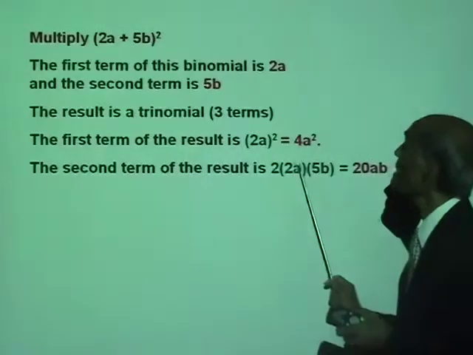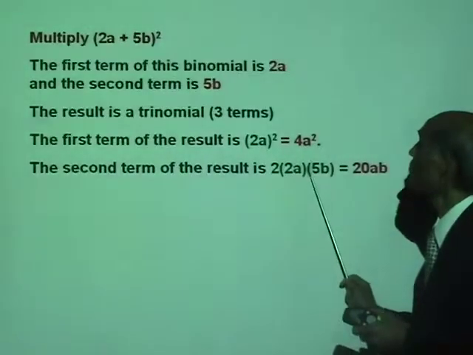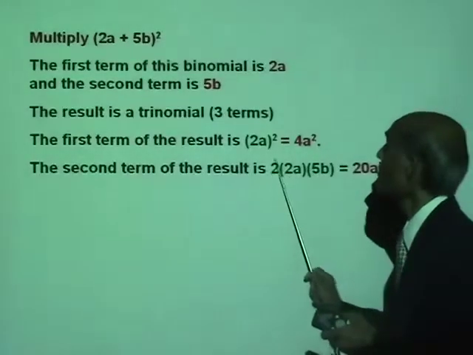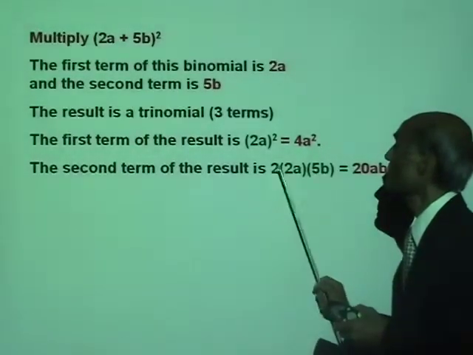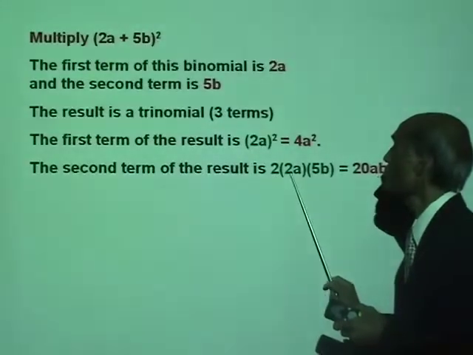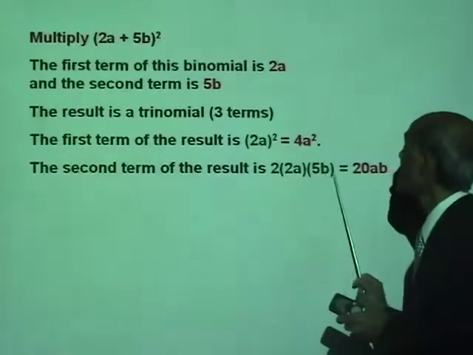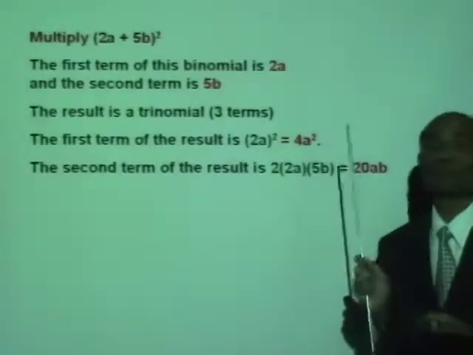The second term is 2a multiplied by 5b, and the result is multiplied by 2. Now that is 2 times 2 is 4. 4 times 5 is 20. 20ab is the second term.